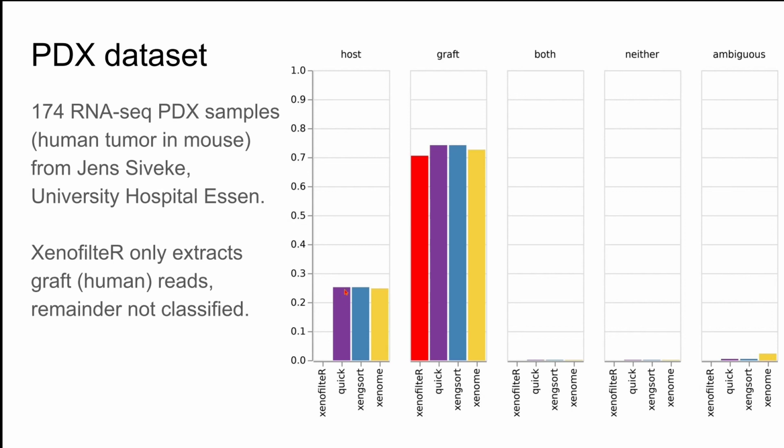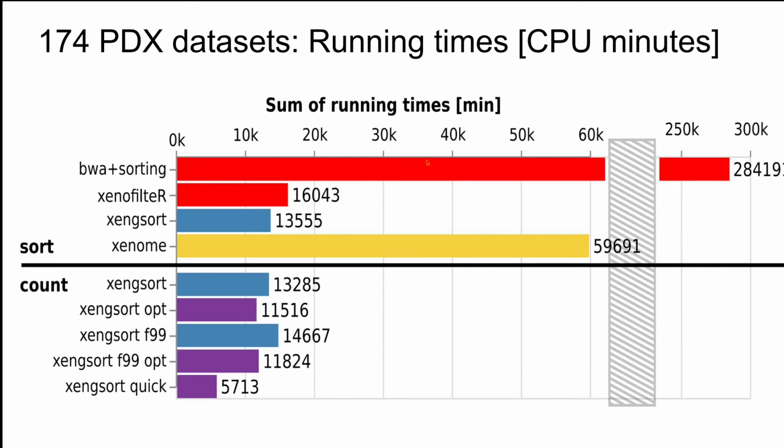We also see around 25% of mouse reads with each tool. In the end, it appears that xenofilter is missing some of the true human reads. What's more interesting from an algorithm engineering standpoint is the running times here in total CPU minutes. So this is the sum over all 174 data sets.